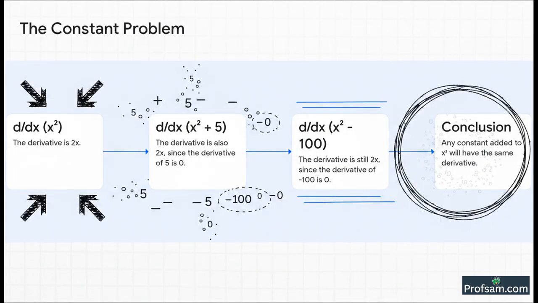And here is the plot twist. The derivative of x squared is 2x. We know that. But what about the derivative of x squared plus 5? Remember, the derivative of any constant is just 0. So the answer is still 2x. What about x squared minus 100? Same result. Any constant we add or subtract just vanishes when we differentiate.